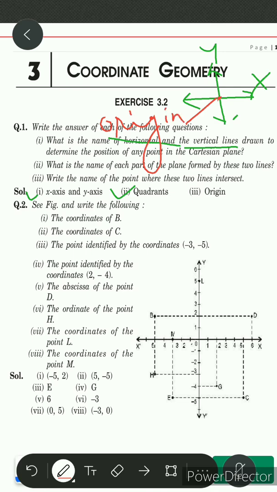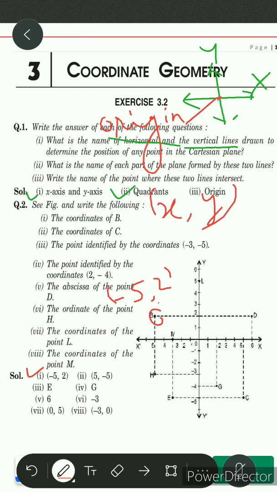Move to question number 2. See the figure and write the following. The coordinate of B. Where is your B? We always write down the points in coordinate axes by ordered pair x, y. So here the value of x is -5 and the value of y is 2. So the coordinate of B, you can check, is (-5, 2).